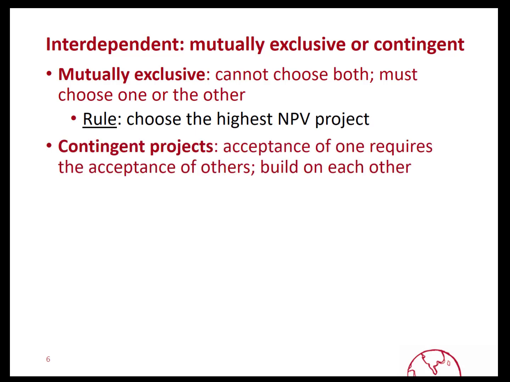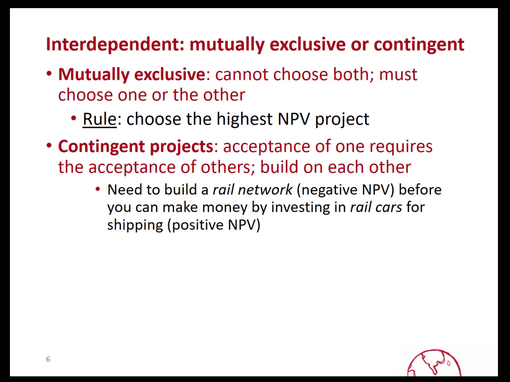But a contingent project is a project where it's a bundle. You have to accept one in order to accept the others because they build on each other. And a classic example is that you have to invest in a rail network, which may be an upfront cost and a negative NPV project, before you can make money by investing in rail cars for shipping, which could generate a positive NPV.